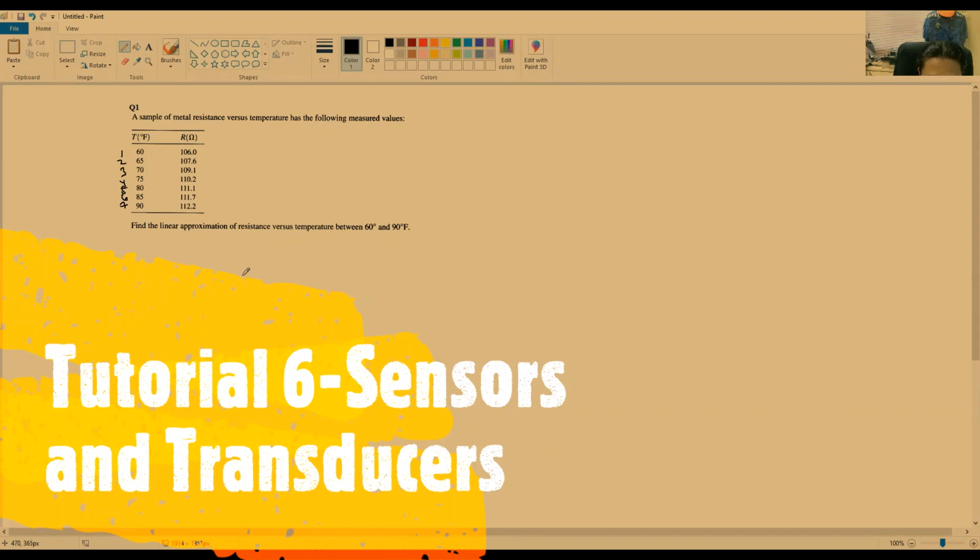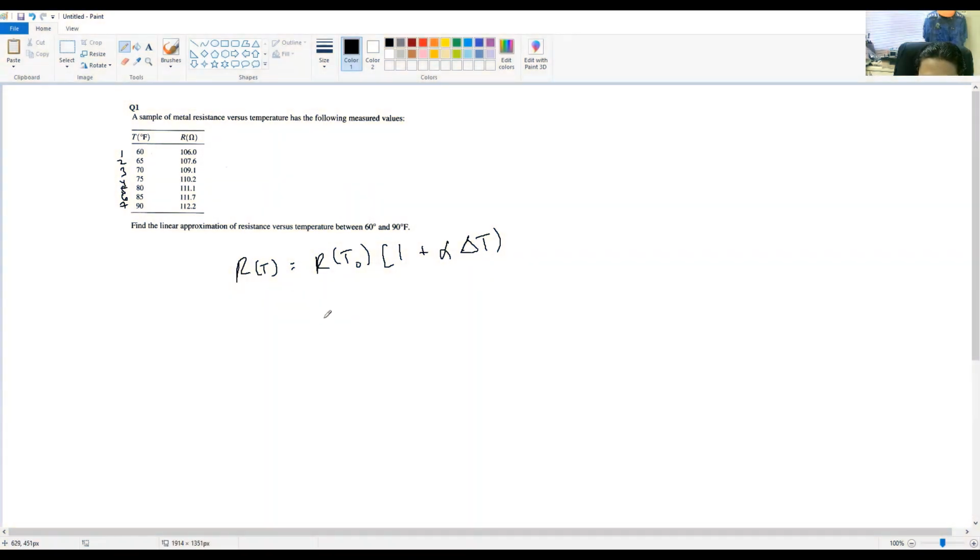linear approximation of the resistance is R of T equals R T naught multiplied by 1 plus alpha delta T. So R T is the approximation of the resistance, and we want to find the linear approximation of the resistance. R T naught is the resistance at the temperature T naught, and delta T is the difference between T and T naught. From this equation we can get the formula.